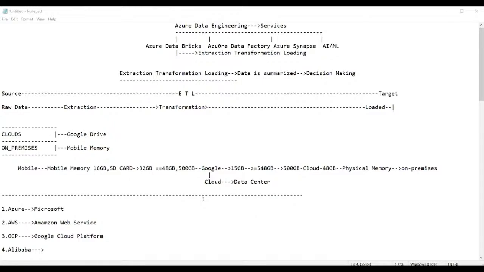Is it required to learn both Azure Data Factory and Azure Databricks for industry? See guys, there is no connection between Azure Data Factory and Databricks. If you learn it, that is up to you. If you don't learn it, there is also no problem. You can get a job individually on Azure Databricks as well as on Data Factory. These are two different services.